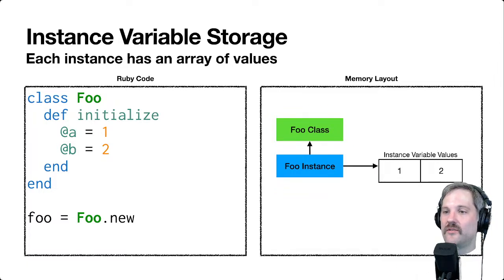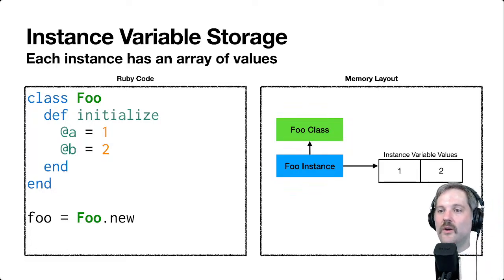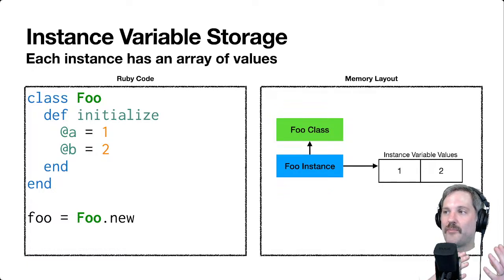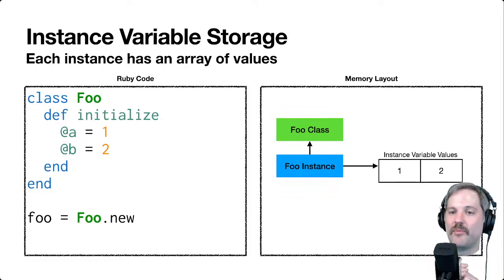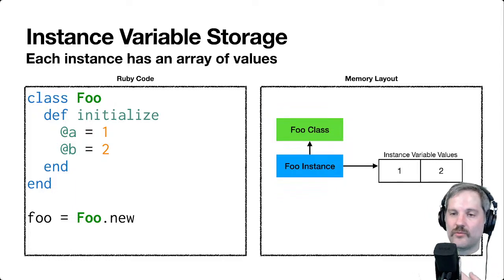And one thing to notice here is that there's nothing necessarily mapping 1 and 2 to the names A and B. So we have to have some way for us to map A and B to 1 and 2, some way of mapping those names to the values. And that's what we're going to take a look at with shape transitions here.